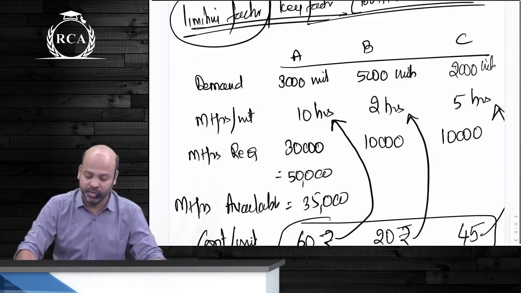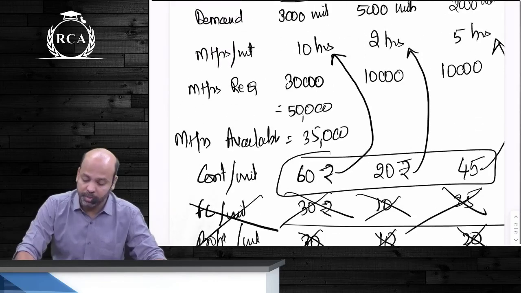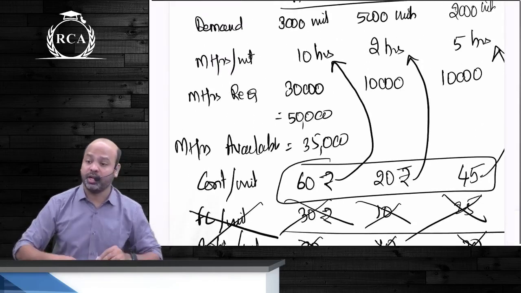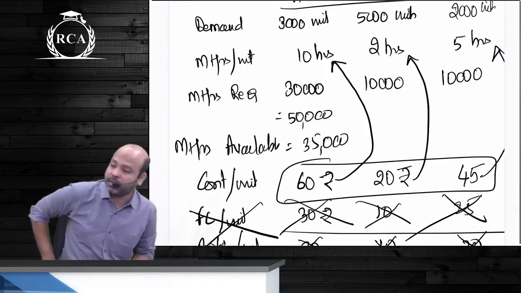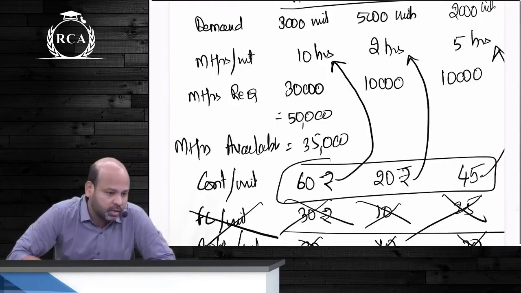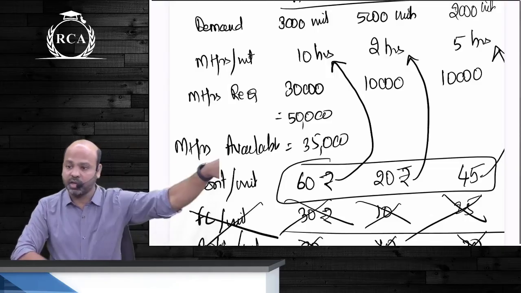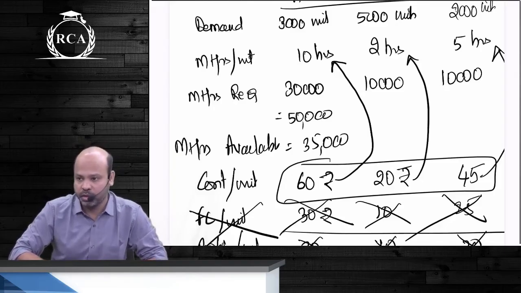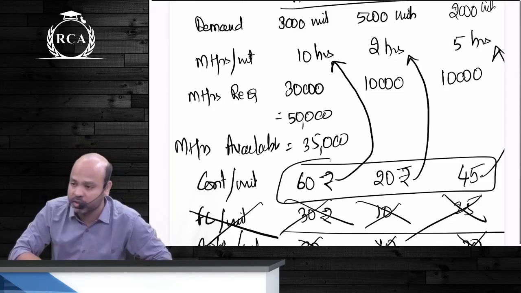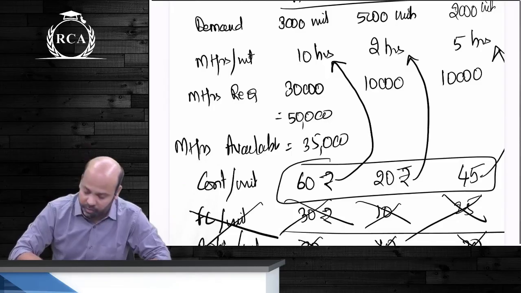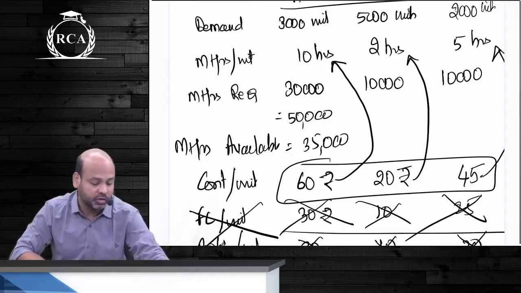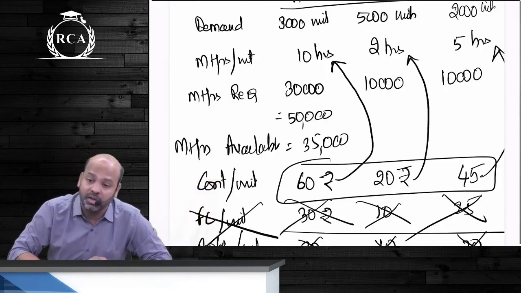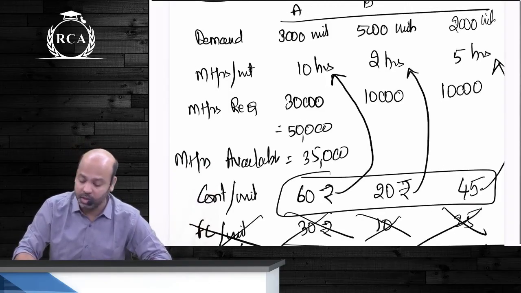I already told you first preference will be given to which product? B here. What is the demand of B? You will want to exhaust that demand first. So 5,000 units multiplied by 2 hours. How much is that? 10,000 out of 35,000 are gone. Then you will manufacture how many units of C? 2,000 units. We will need 10,000 hours for C. Those 10,000 hours are also gone, guys. 15,000 remain. These remaining 15,000 hours will be allocated to product A.